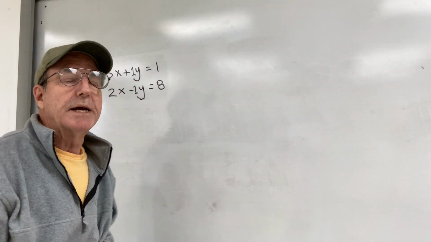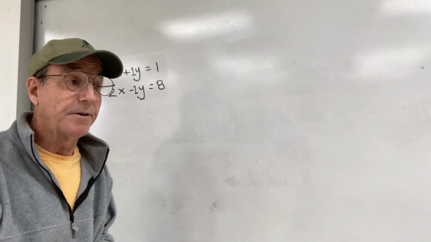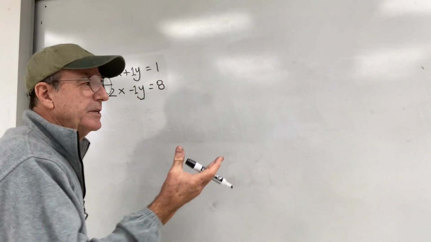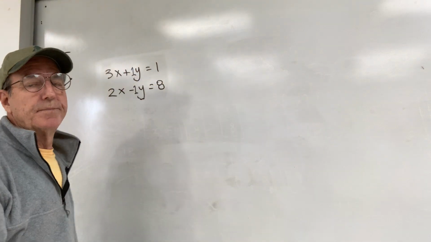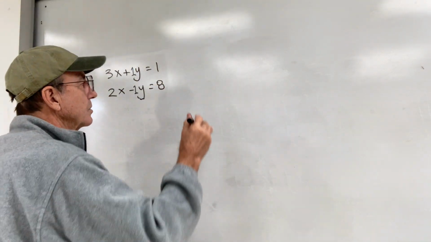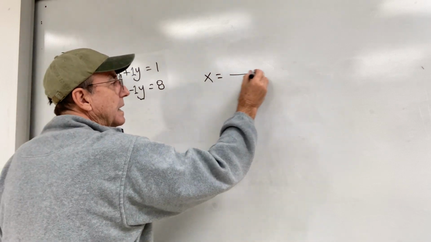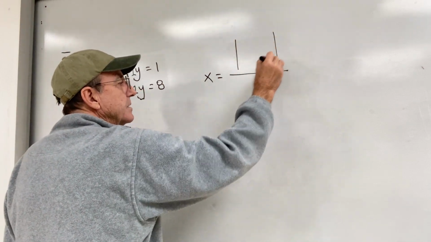Okay, back again, same system. This time we're going to use Cramer's rule to find x's and y's. Cramer's rule uses the determinants in the system. It's sort of interesting the way you can start off. You simply write down x is equal to and y is equal to. These are going to be a couple of determinants here.